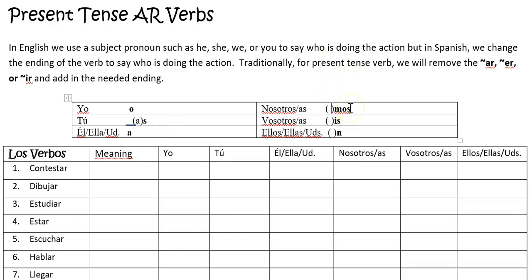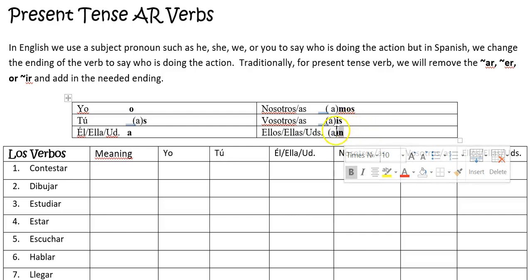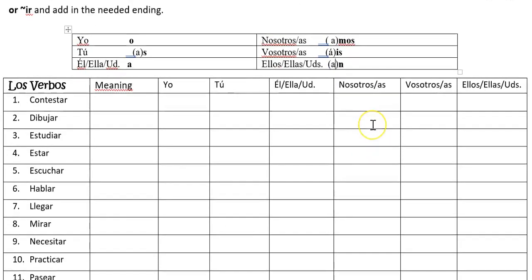Nosotros, traditionally you'll see an MOS at the end of a verb for nosotros, but again these are AR verbs. So you're going to also want to see an A, so AMOS. Vosotros is blank-ÁIS. Now you should know what I'm going for here since it's AR verbs. What letter would go here? Hopefully you knew that'd be an A. And again, traditionally, present tense verbs, whether they're AR, ER, or IR, are going to end in an N. But these are AR verbs, so we want to make sure it's an AN that we see.